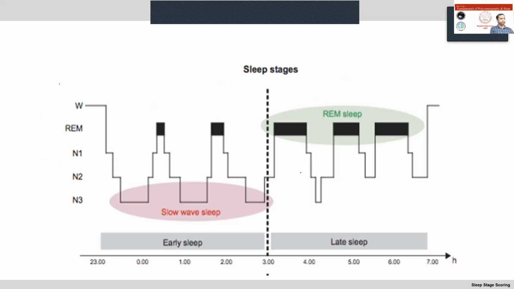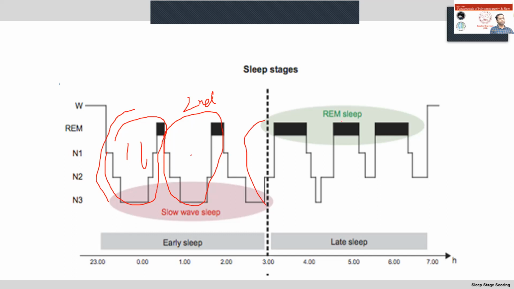As Arun said already, there are different sleep cycles throughout the night, usually 4 to 6 per night. The first half is dominated by slow wave sleep, and the second half by REM sleep. The first sleep cycle starts here and ends here. Then the second cycle starts here and ends here. This is the third, this is the fourth. You see the REM sleep is increasing and deep sleep is decreasing. So early sleep is dominated by slow wave sleep, and late sleep is dominated by REM sleep.